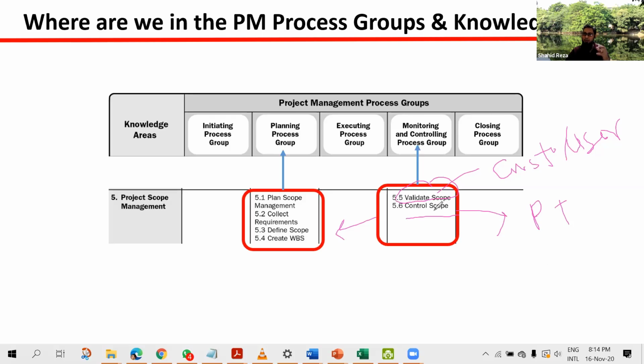So control scope will be done by the project team, the internal team, but for validate scope, the customer will be involved and they will validate. This is the key difference between these two. Control scope is done by our project team, but validate scope is done by customers and users, to validate the deliverables we have produced so far. This difference you need to understand very clearly.